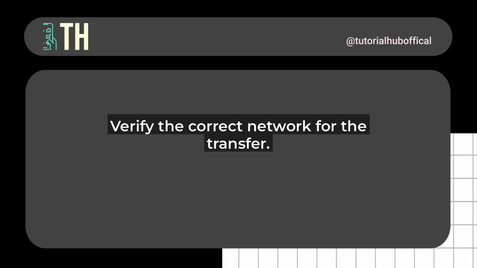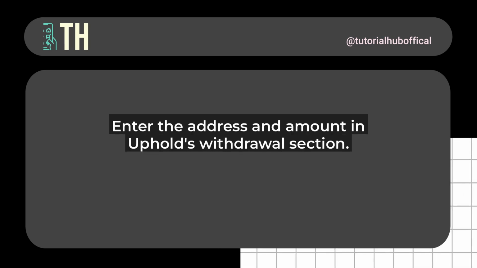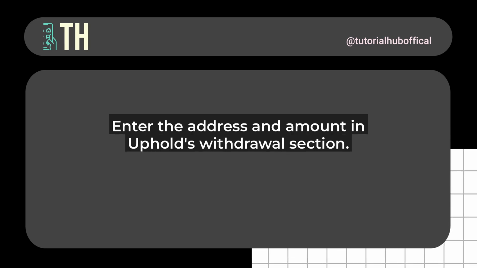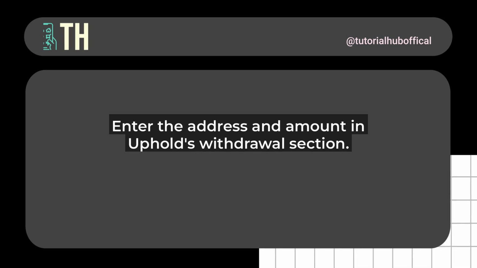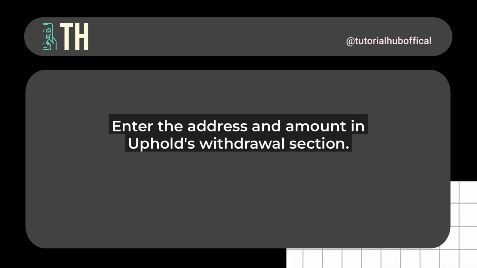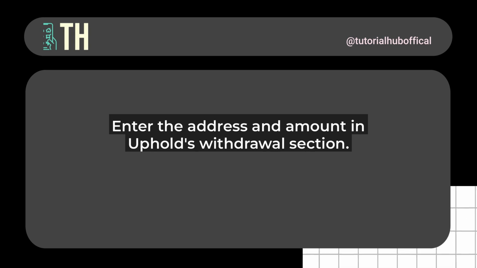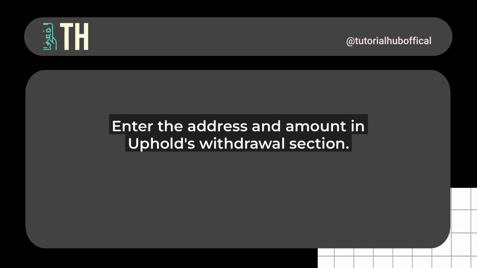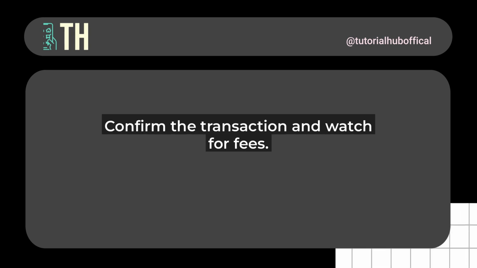Now, back in Uphold, paste the Binance deposit address into the withdrawal form. Enter the amount of Tether you want to withdraw, but keep an eye on any fees. Uphold might charge a small transaction fee. Double-check everything: the address, the amount, and the network. Once you're confident, hit confirm.